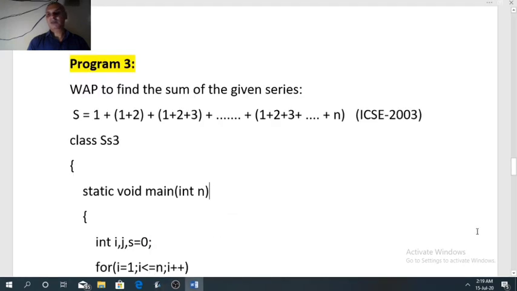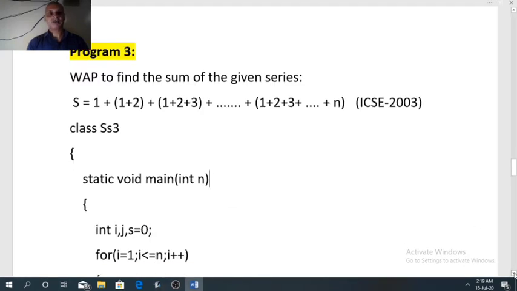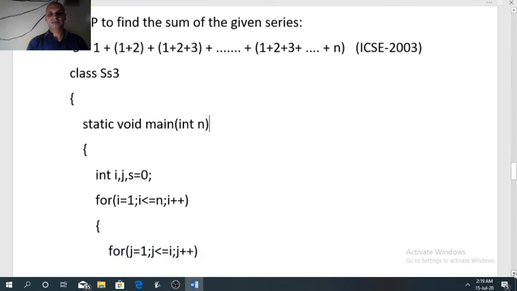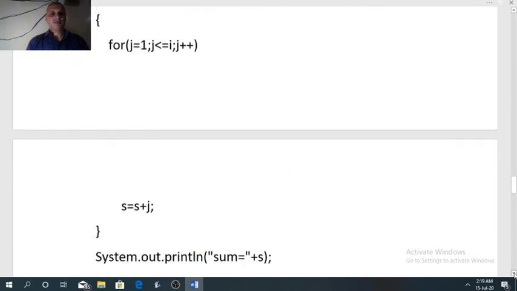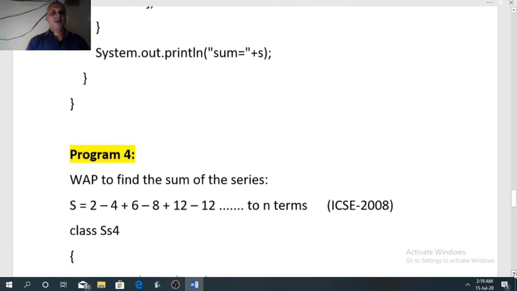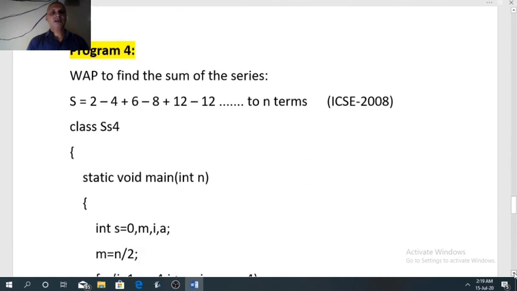Let us discuss one more program, that is the last program of today's session. Write a program to find the sum of the given series. S equal to 2 minus 4 plus 6 minus 8 plus 12 minus 12 up to n terms.